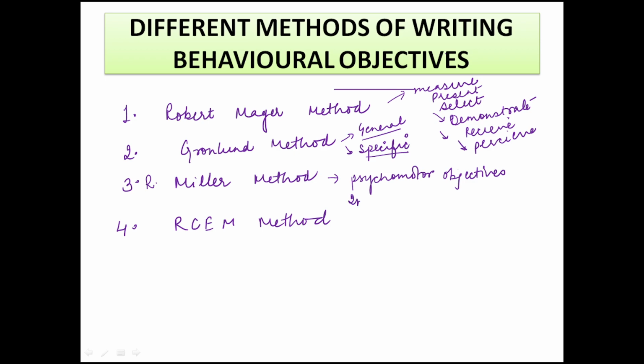He said that indication, activation, and feedback, these things should be included while writing the objective. So if we put these things in the Robert Mager method, it will be the complete Robert Miller method.